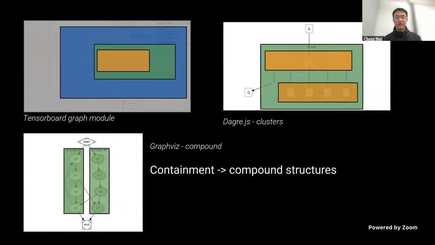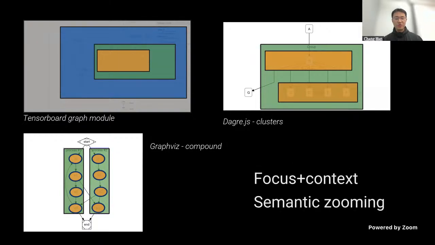One common feature of all these existing layouts is that they use containment to represent the compound structures, where the child node is put inside the parent node. And like in TensorBoard, the parent node will expand during interaction to contain the child node. We draw an analogy between this approach and the focus plus context view as well as the semantic zooming technique, where important details are emphasized, while the surrounding context remains accessible but smaller. In this talk, I will use focus plus context to refer to this type of layout.